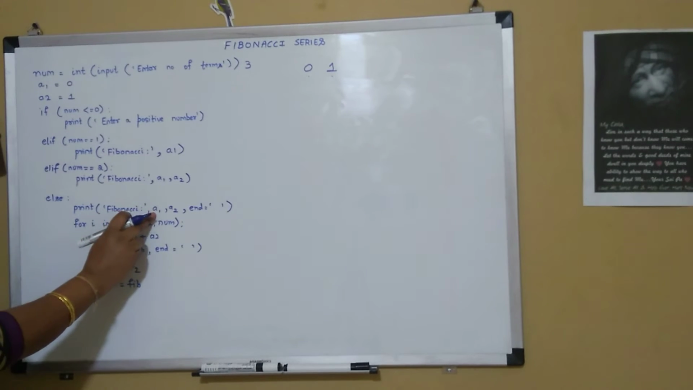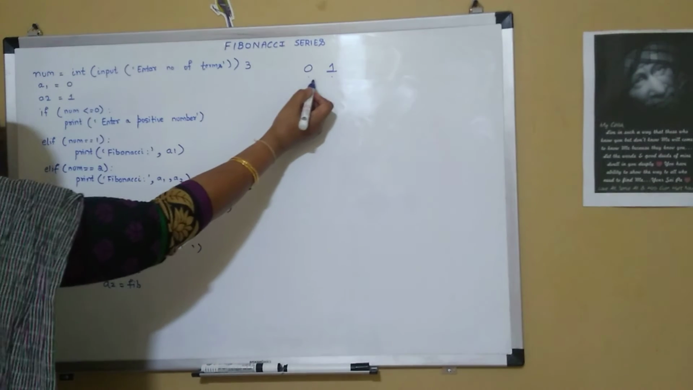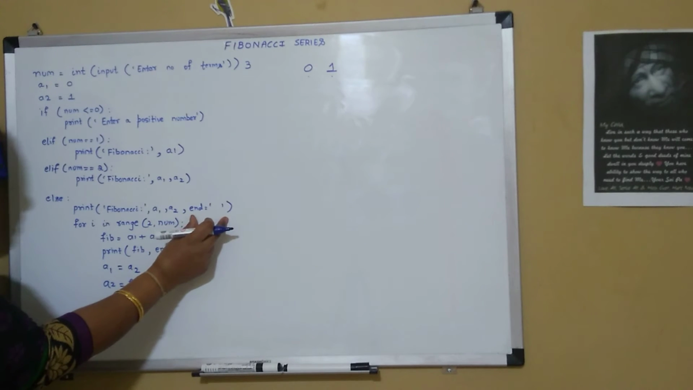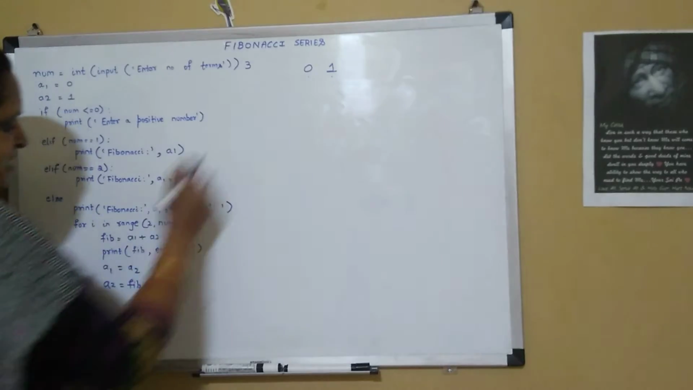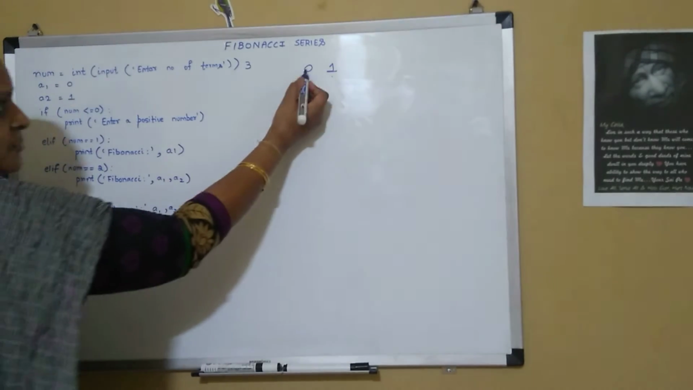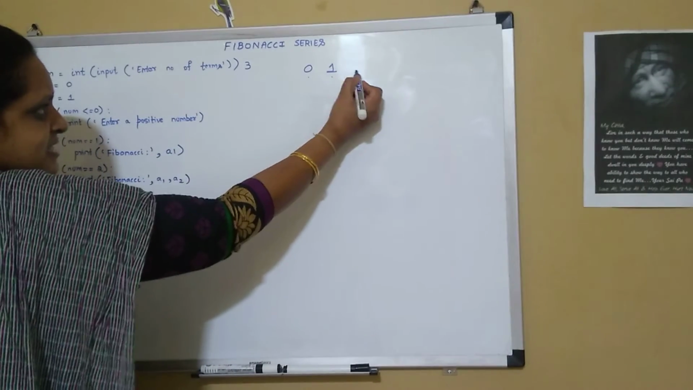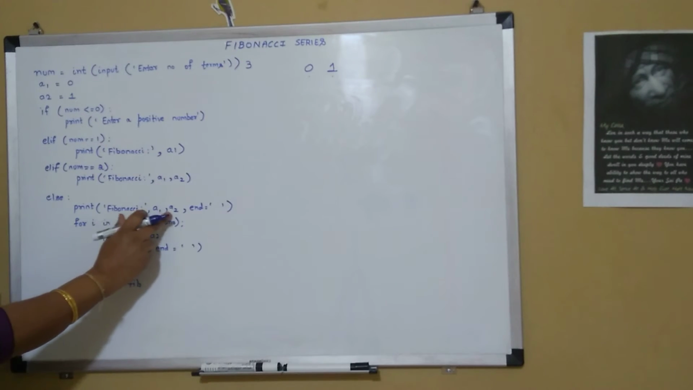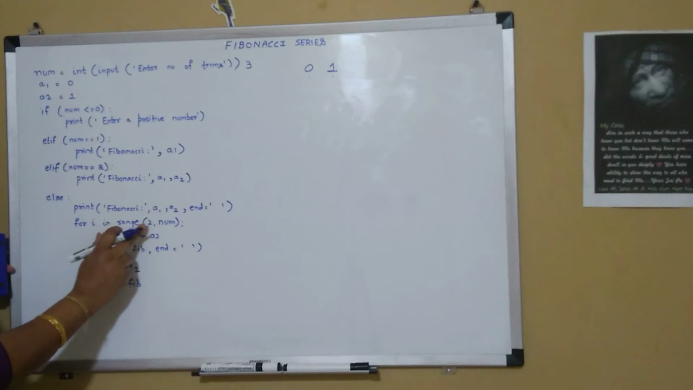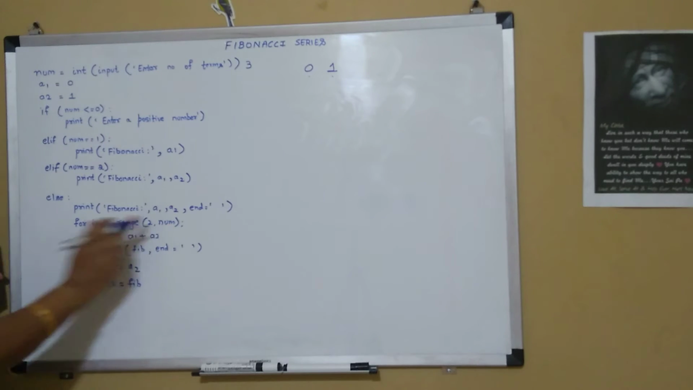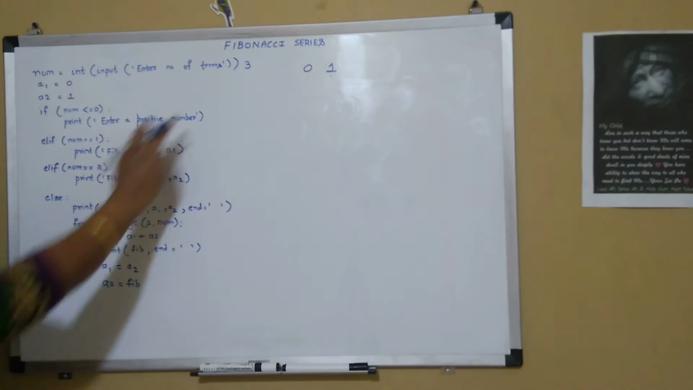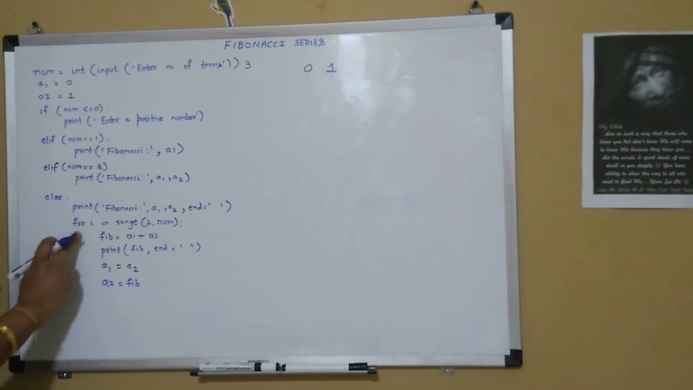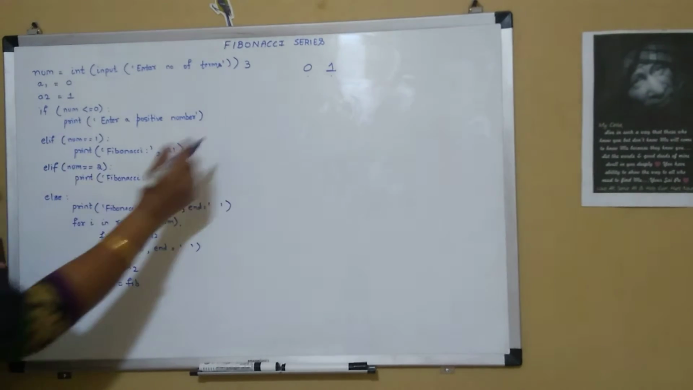Wherein firstly it will print the default values a1, a2. So 0, 1 it will print, and it will give end equal to space. When we give end equal to space, when the next print statement is encountered, it won't come to the next line, but it will give a space and continue in the current line. And since we have already printed two numbers, our range will start from 2 to num minus 1. So say if it is 3, it will go from 2 to 3 minus 1, that is 2, it will take only one loop. And my fib will become a1 plus a2.